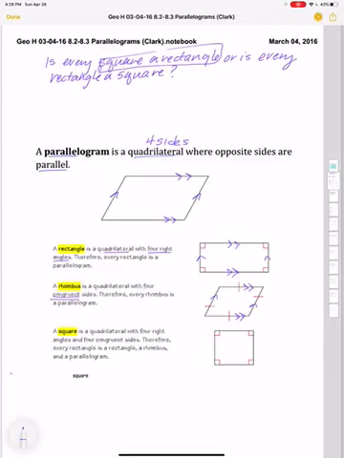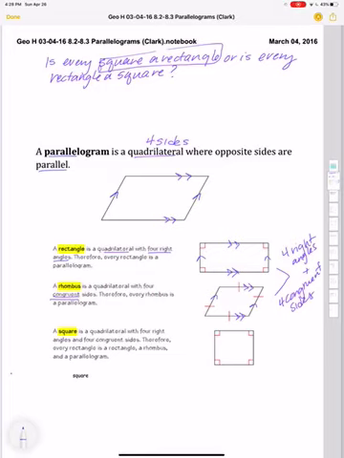Now when you put those two characteristics that make these shapes unique together, so four right angles for a rectangle, and then four congruent sides for a rhombus, when you combine those, then you get a square. And a square is a quadrilateral, or a parallelogram. So the opposite sides are parallel, and it has four right angles and four congruent sides.